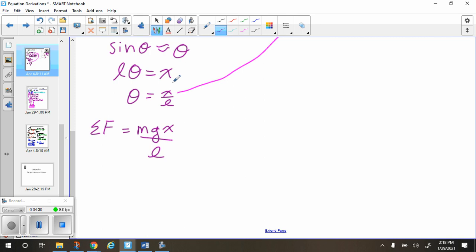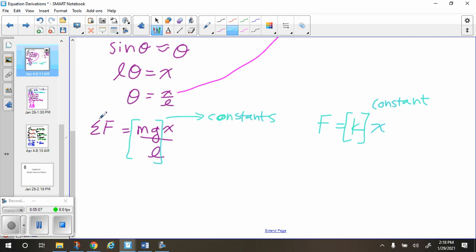Now, if we look at this equation here, m, g, and L are all constants. So these are all constants, and this looks like the same model as F equals kx, where this is the constant. So here we see that net force is dependent on x, the position of the pendulum. Here, net force is dependent on x, the position of the spring. The two are related by a constant in both of the equations.